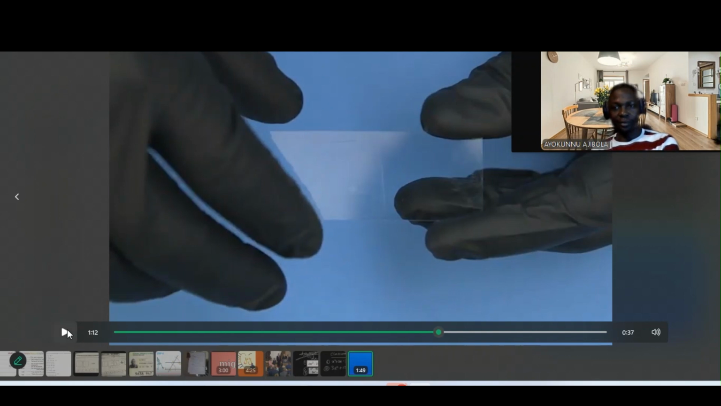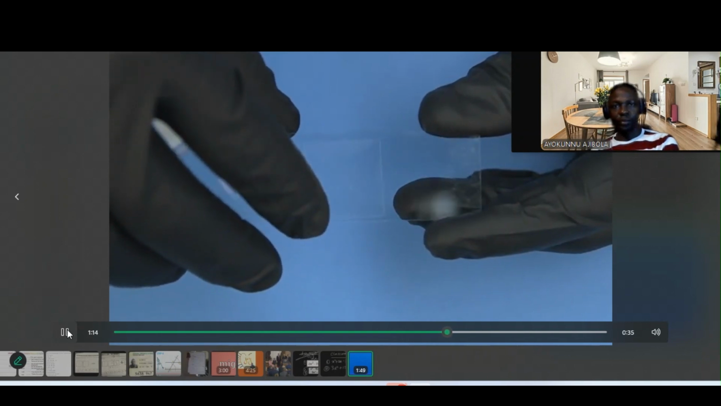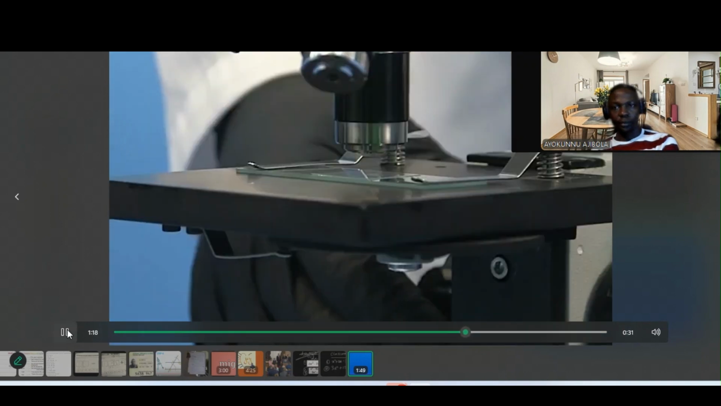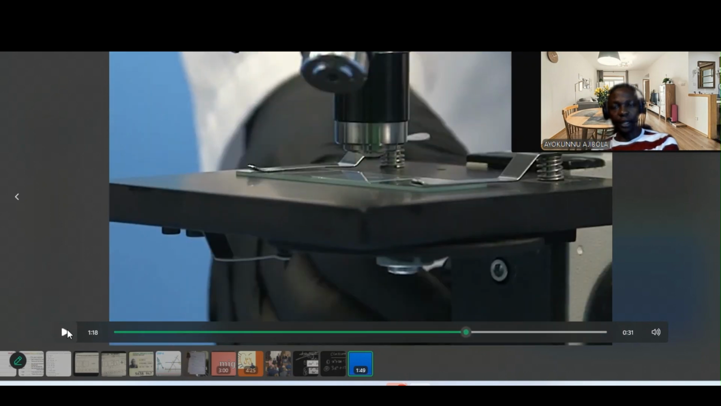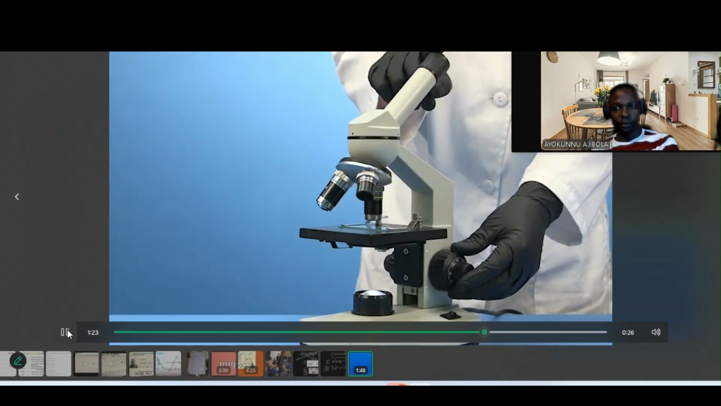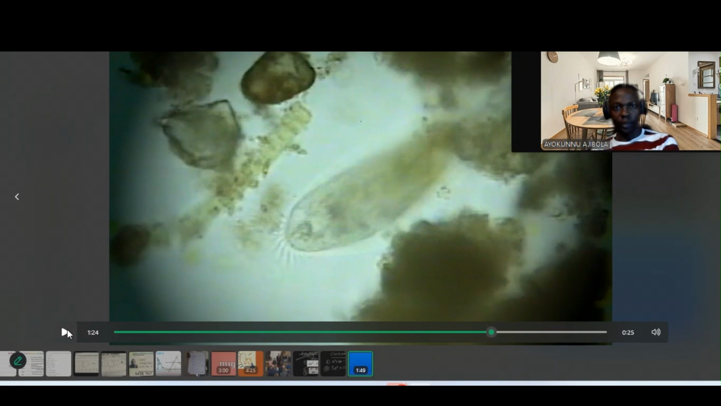Okay. Don't press down on the cover. Place the slide under the microscope. So you now place it under the microscope and focus in order to see what's there. Okay? Okay, focus it. Nothing. Observe carefully and note what you see.